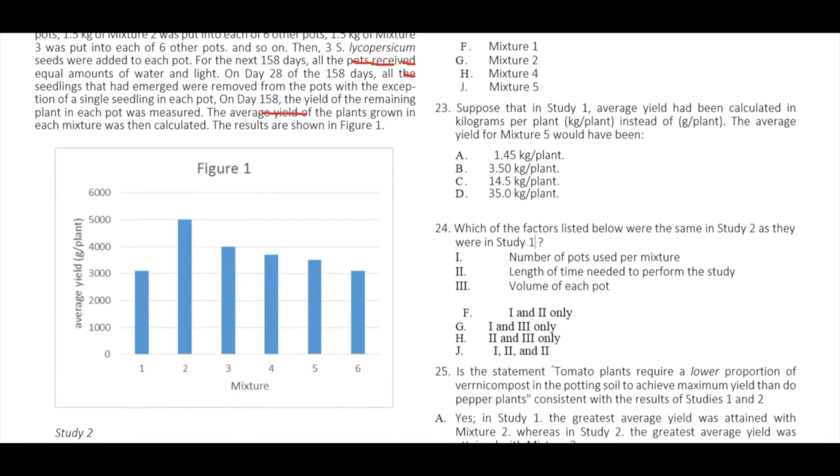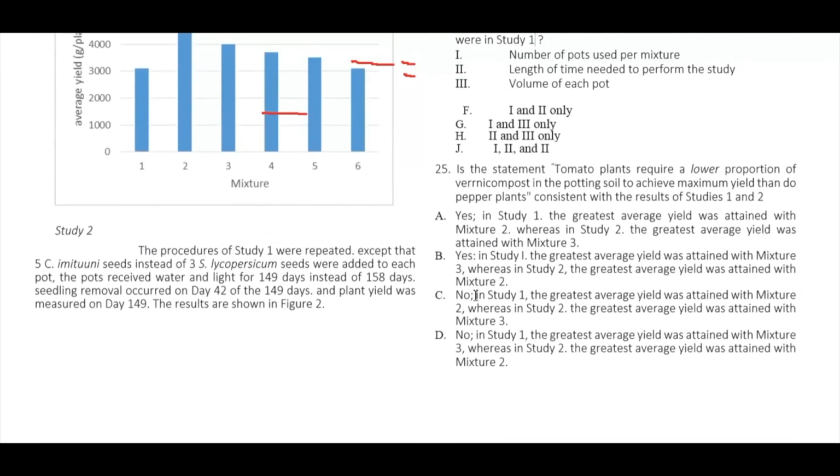Going down and seeing what study 2 did, we see that the procedures of study 1 were repeated, except we used different seeds. The pots received water and light for 149 days instead of 158 days, so that's important. We'll highlight that there. Seedling removal occurred, and plant yield was measured there.